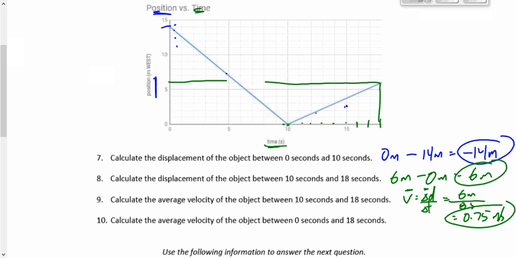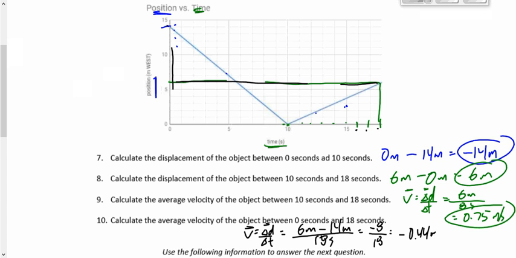And finally, the average velocity between 0 and 18 seconds. Displacement divided by time again. What's the position at 18 seconds? 15, 16, 17, 18. 6 meters. The position at 0 seconds is 14 meters. Over the time interval of 18 seconds. That's negative 8 over 18, negative 4 over 9, negative 0.44. What does a negative mean? It's to the east, right?